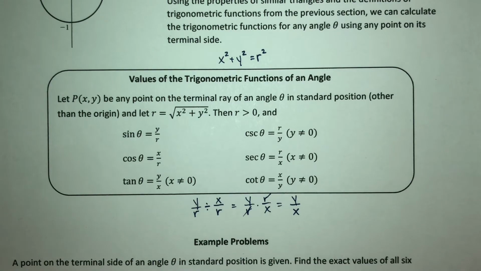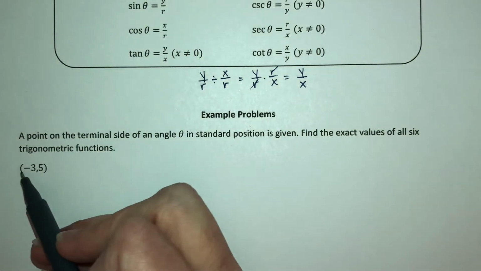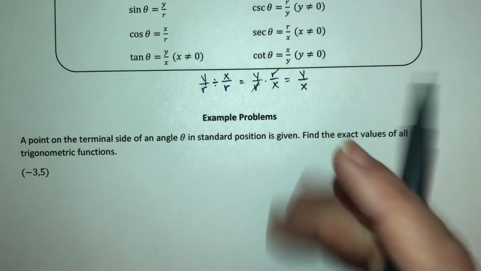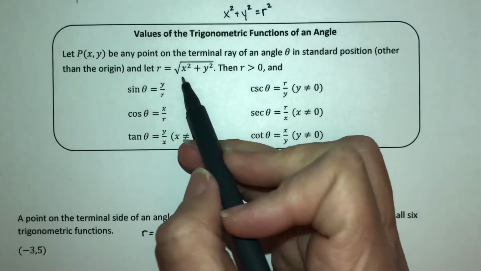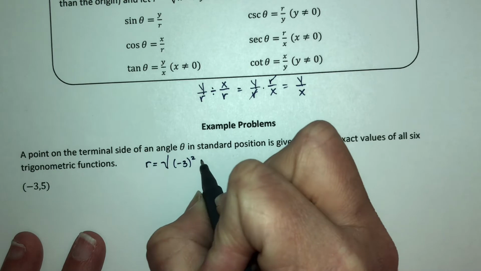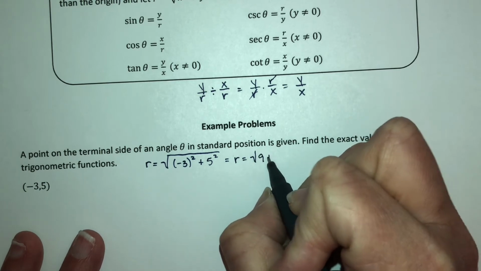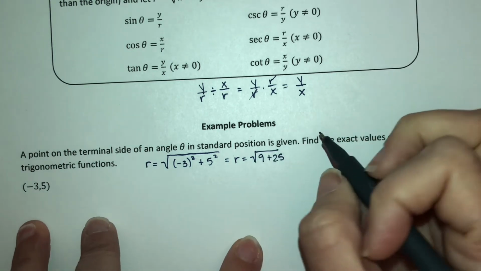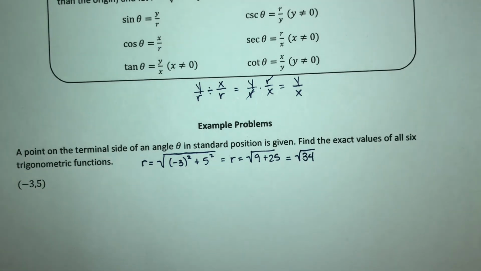Okay, so let's work a problem with this. A point on the terminal side of an angle theta in standard position is given. Find the exact values of all six trigonometric functions. I'm given the point -3, 5, and that means we need to find our radius. We get the radius by x squared plus y squared and then take the square root. So this will be the square root of -3 squared plus 5 squared. The radius is the square root of 9 plus 25, and that is the square root of 34. I would simplify the square root of 34 if it did simplify, but it doesn't.